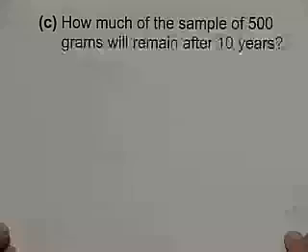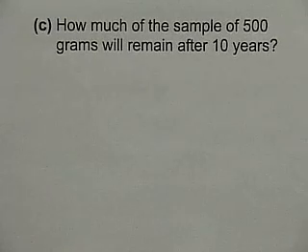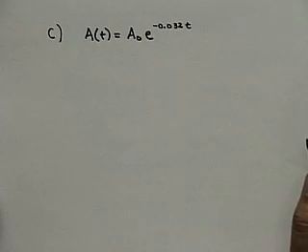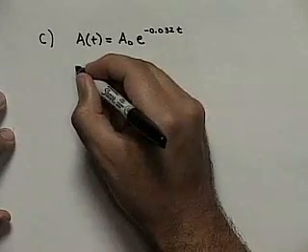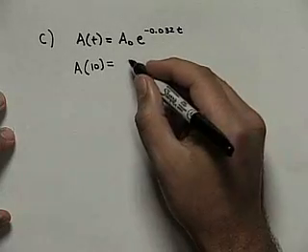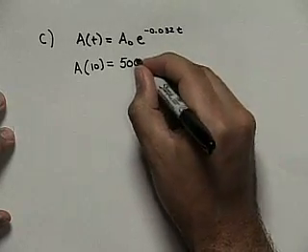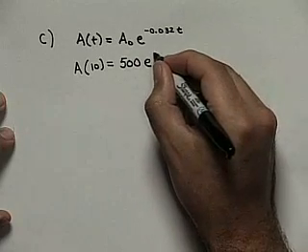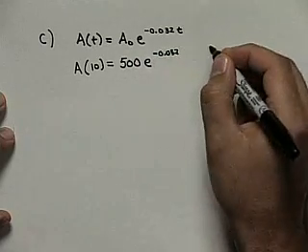Let's now look at the third part of this example. How much of the sample of 500 grams will remain after 10 years? Again, we're going to go back to our decay model. So we have A of t equals A sub 0 e to the negative 0.032t. In this example, we're told that we start with 500 grams and asked to find out how much is left after 10 years. So we know that A sub 0 is 500 grams, and we're really asked to find out what A of 10 would be, in other words, when time is 10 years. Given that A sub 0 is 500, we know, of course, that e is raised to the negative 0.032, and then t is going to be 10.